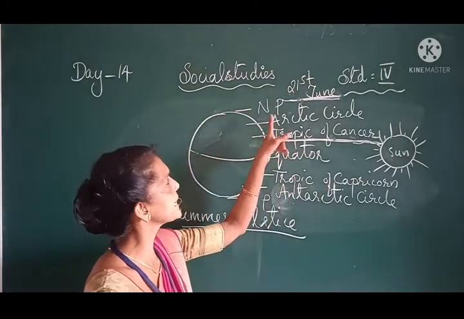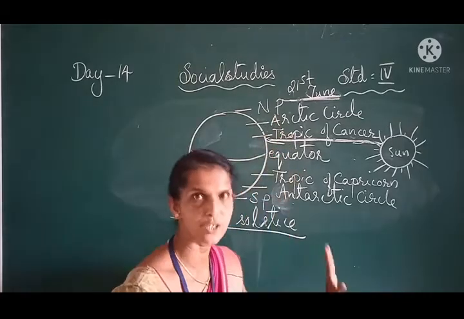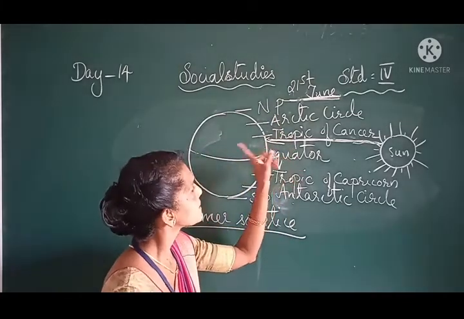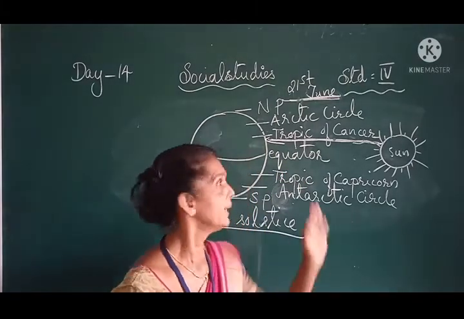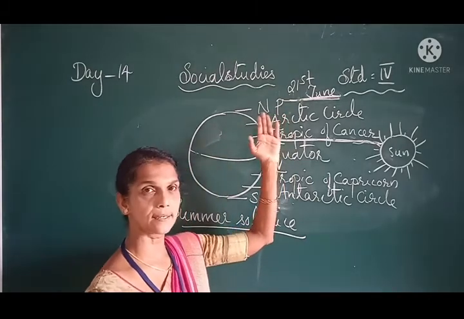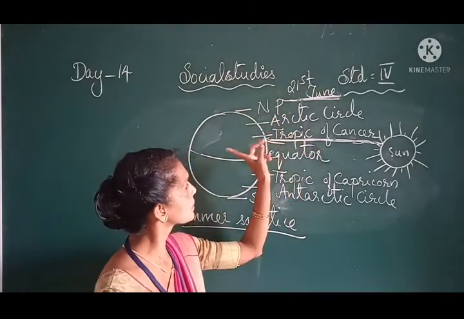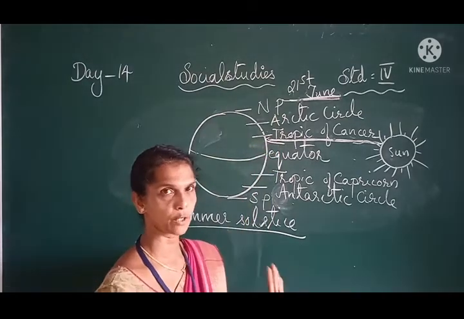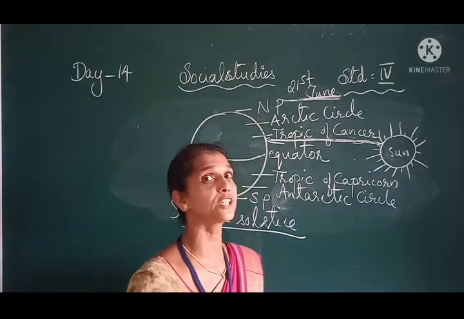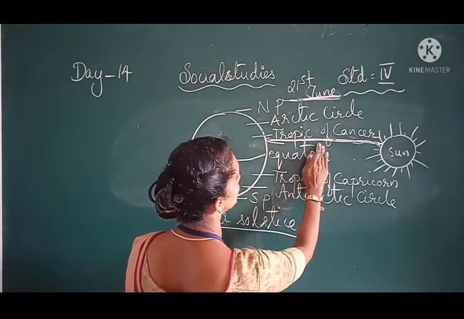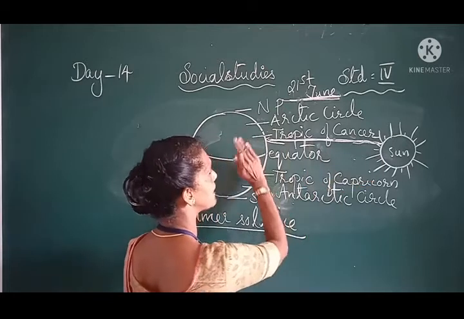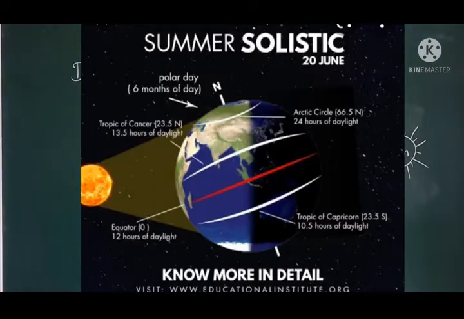When the North Pole is towards the sun or nearer to the sun, it is summer in the Northern Hemisphere. We have studied, right? When the North Pole comes closer to the sun, it will be summer in the Northern Hemisphere. And what happens on 21st June? What is special about June 21? On 21st June the sun's rays fall directly. The sun's rays come directly onto the Tropic of Cancer region.